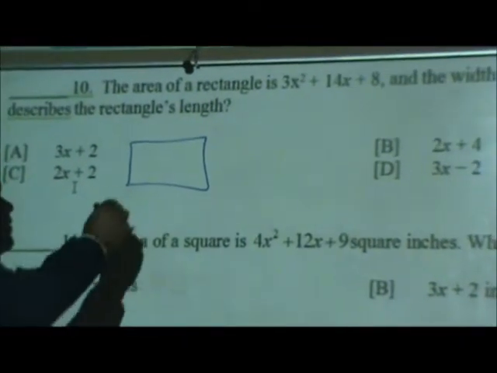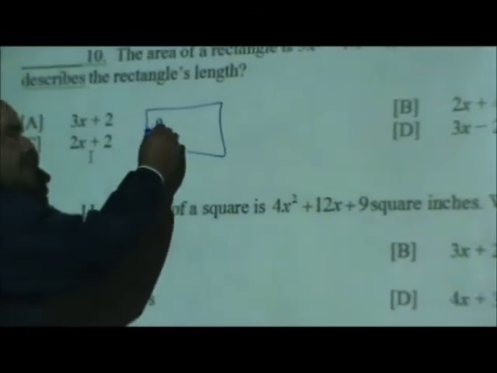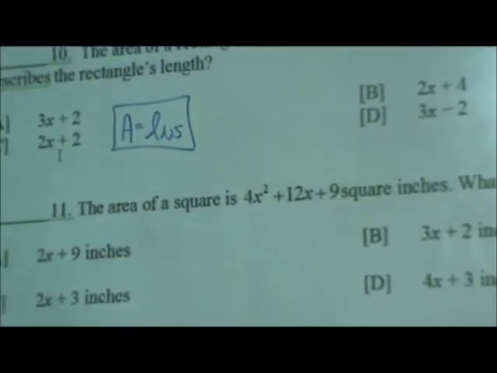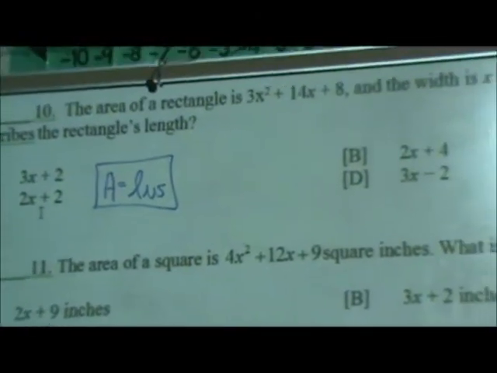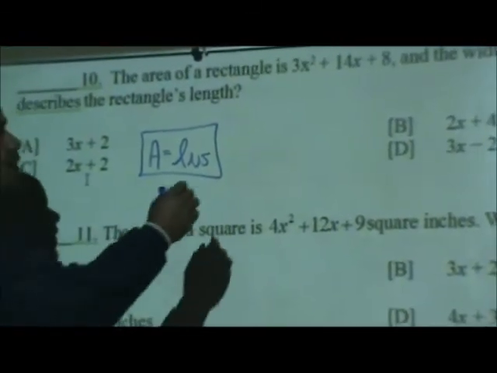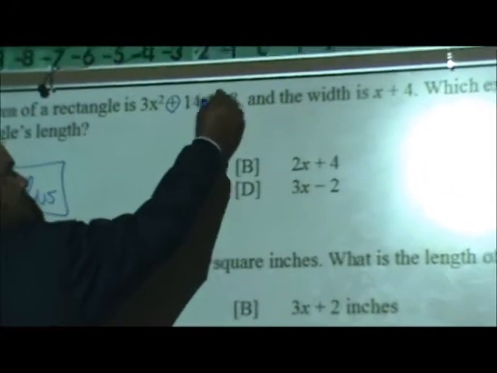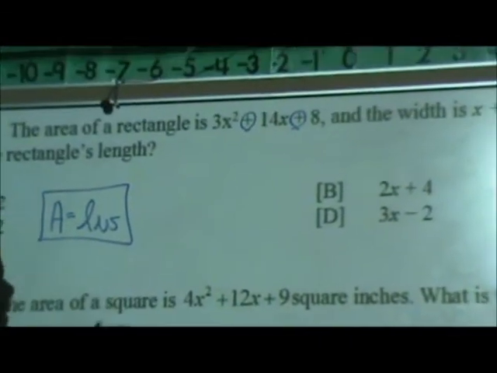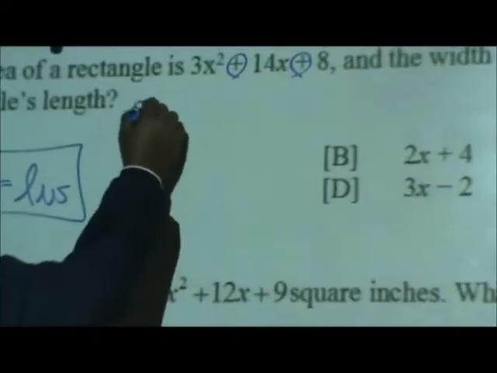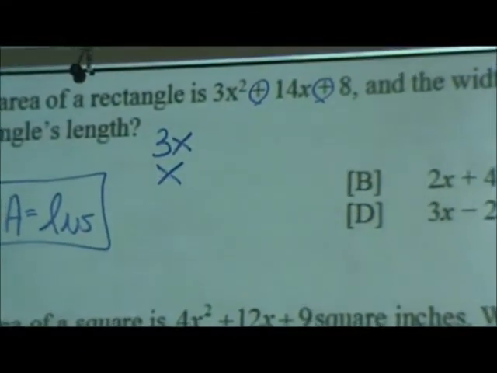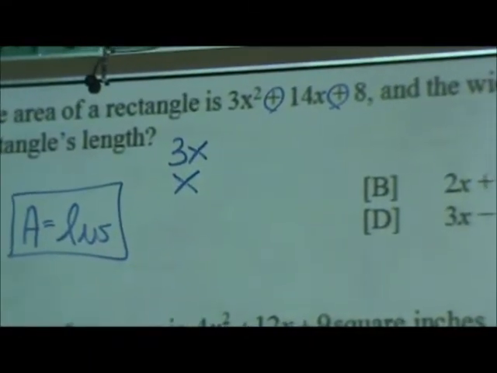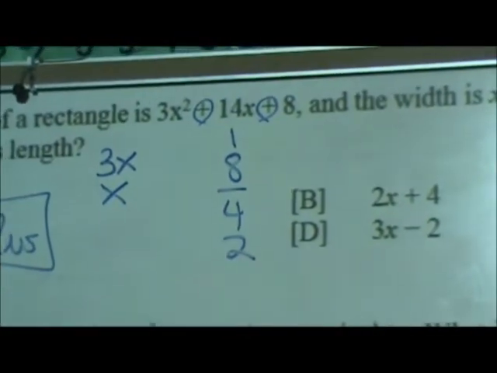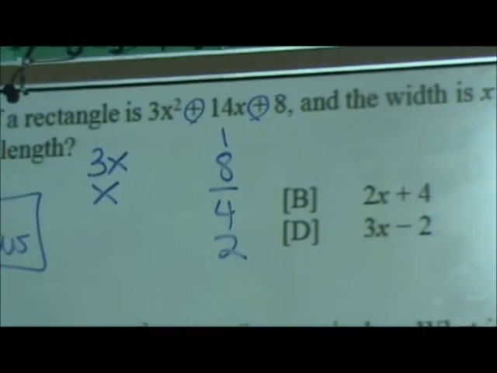Does everybody know the formula for the area of a rectangle? Length times width. Very good. Even though you've memorized it, they'll give it to you on a formula chart, right? I am looking for, look, that's plus, right? So this ought to be easy. The sums have to equal 14. I have 3x times x. What gives me 8? 1 and 8. 4 and 2. Okay? What combination do you want?